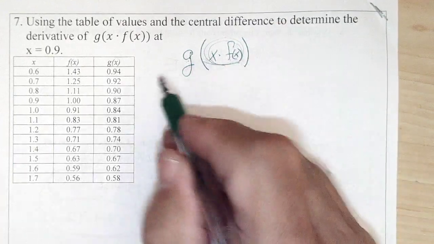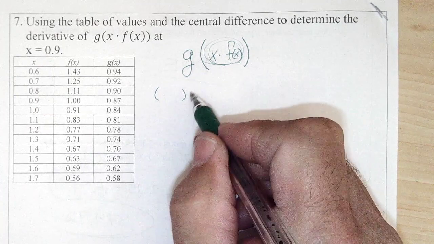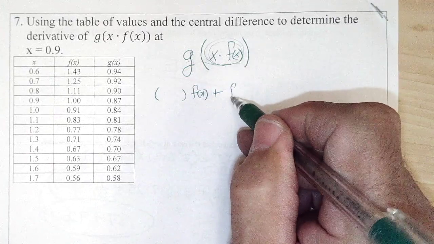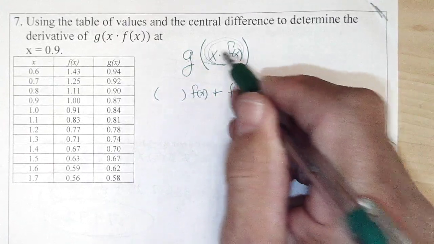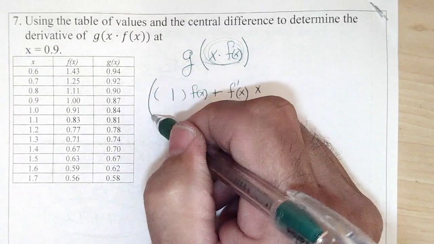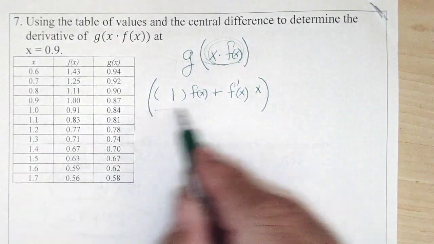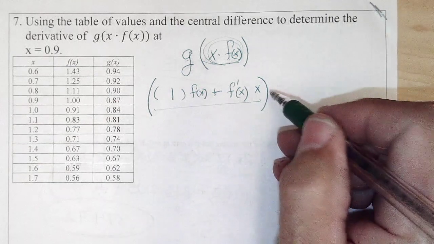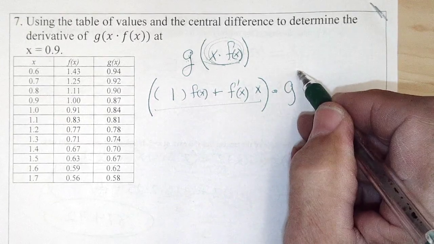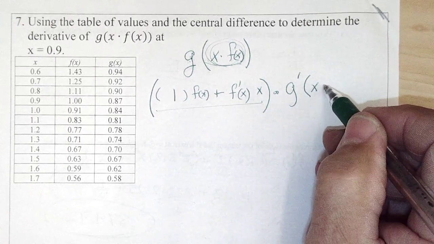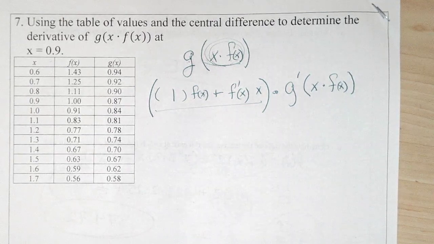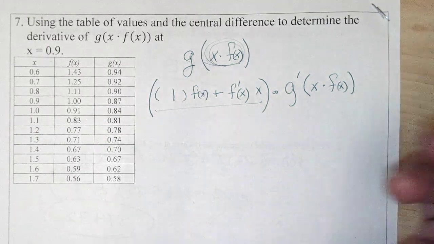So the derivative of the inside would be the derivative of the first times the second plus the derivative of the second times the first, and the derivative of the first is 1. So there's the derivative of the inside, a product rule. And then it's times the bigger picture, g of something. Its derivative is going to be g prime of the same something. Now we just have to use the table to figure out values for all of these pieces.